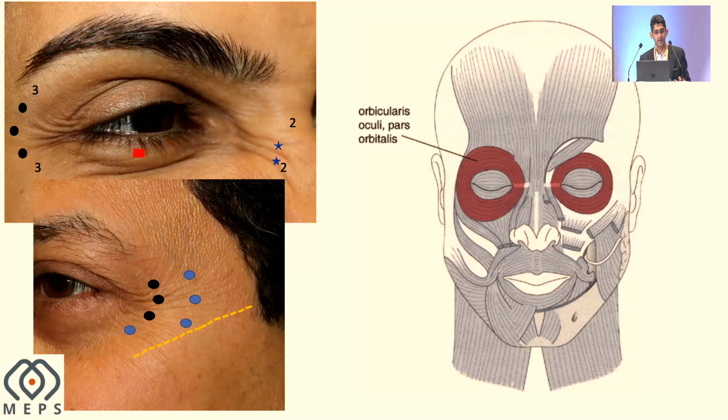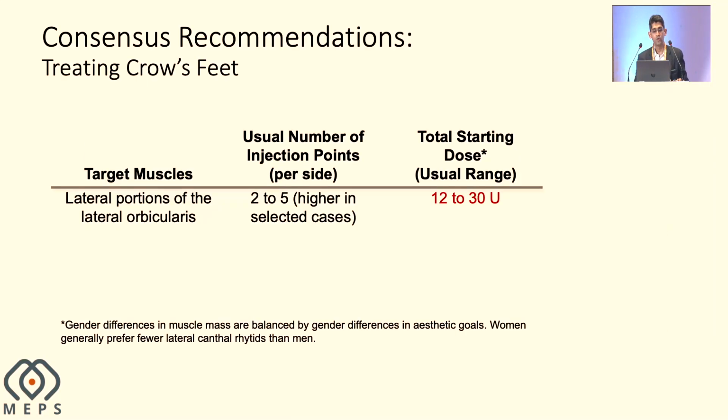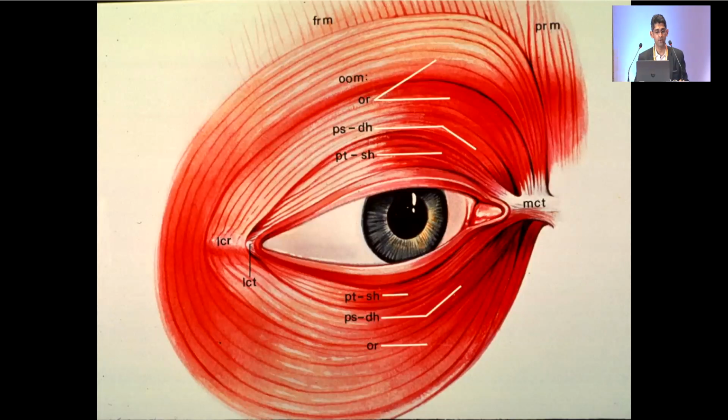And in the inferior crow's feet, you should not go too close to the orbicularis muscle because sometimes you might end up with epiphora. While injecting the crow's feet, one thing that you can do is keep your finger within the orbital rim to help keep the molecule from diffusing into the orbit. The usual starting dose for crow's feet is around 12 to 30 units, depending on whether it's a male or a female patient, and 2 to 5 injection points can be followed.